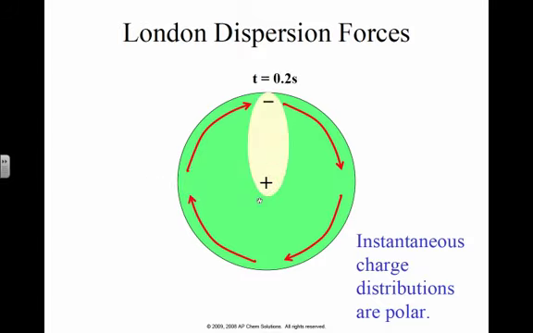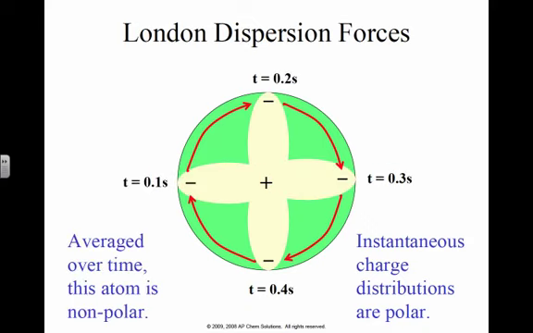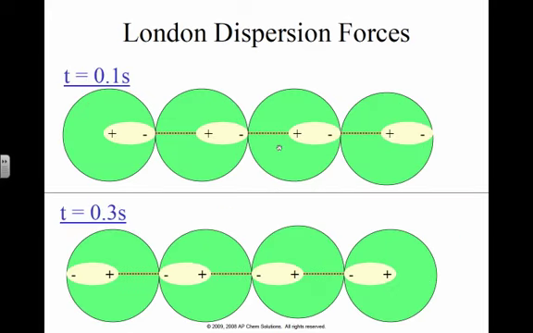Negative end, positive end. Negative end, positive end. Negative end, positive end. That's an instantaneous dipole. But if I average it all out, because electrons are moving really, really fast, then overall it's nonpolar. There's an even charge distribution. So this is a nonpolar molecule, atom, if you will.